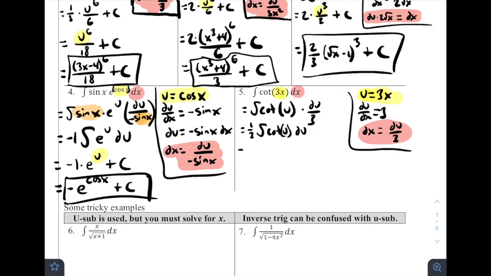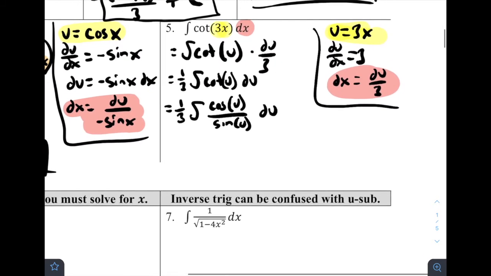I know that cotangent is the same thing as, don't forget my 1/3, cosine of the value divided by the sine of the value. Okay, well, how does that help me? In this case, we could technically count this denominator as its own sort of inside, the inside part of a composite function. And I'm actually going to do a double u-substitution here.